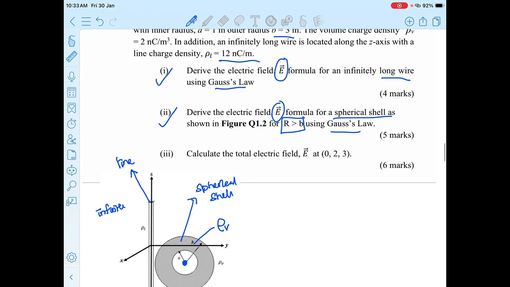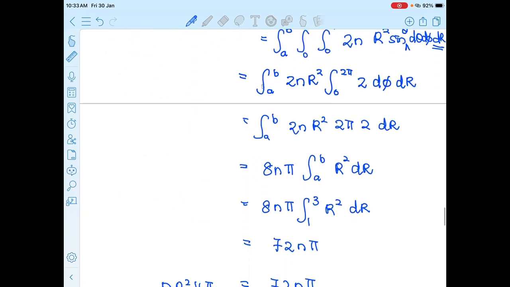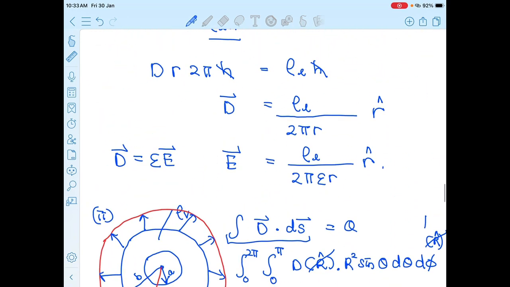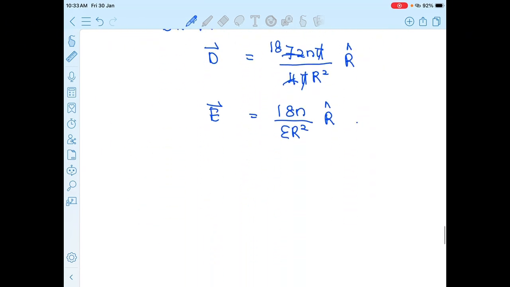Now we go to the third one: calculate the total electric field at these positions. We have to apply the formulas that we derived just now. The first formula is this one, coming from the wire, and the second formula is this one, coming from the spherical shell. So you have to find E total, that is the E from the line plus the E from the shell.